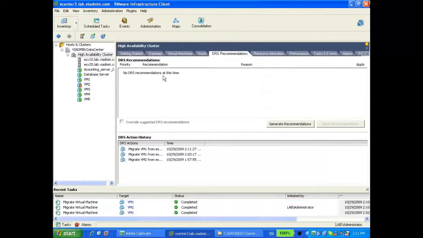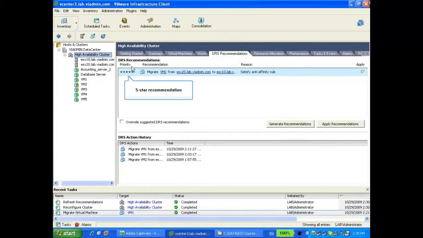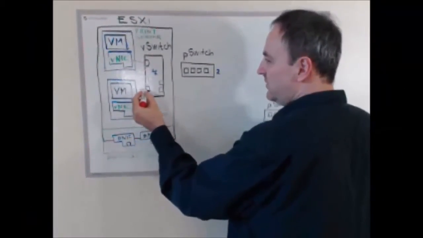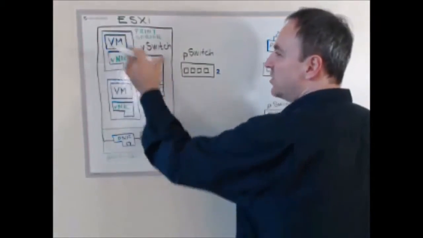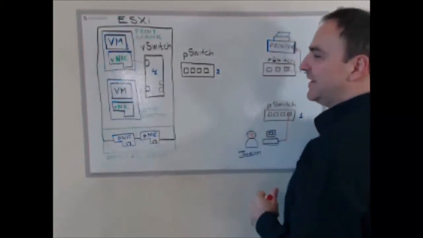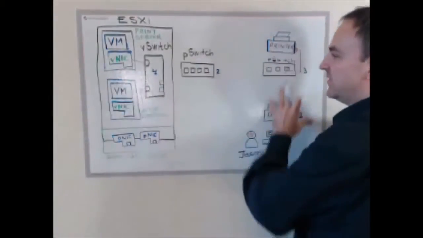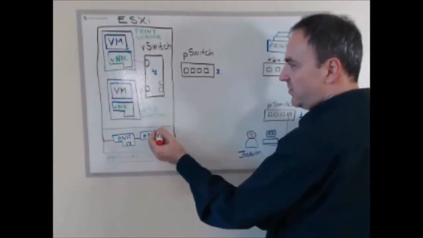Okay, it took a couple of minutes, but a recommendation did pop up, and you can see it's a 5-star recommendation, which means this really needs to happen. And the reason? It's to satisfy an anti-affinity rule, which you can remember we set up a rule a while back. And I'm going to connect the virtual NIC to the virtual switch. Now, the 2 virtual machines can talk to each other, but they're still not connected to the external physical world. In order to connect these 2 virtual machines to the physical world, what we need to do is we need to connect one of these physical network cards to the virtual switch.